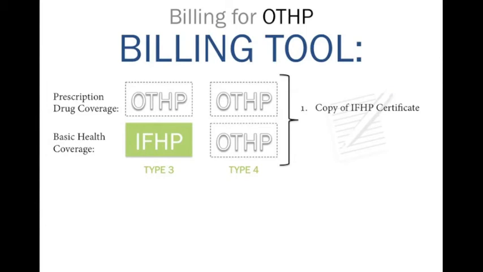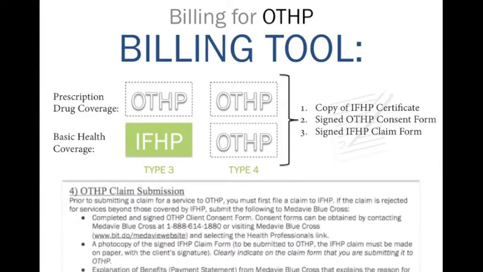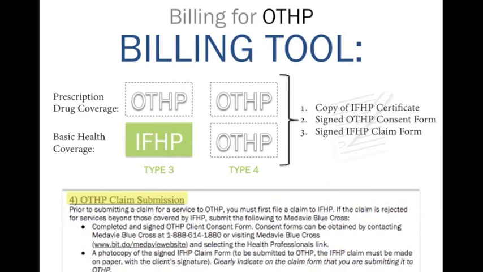document, as well as an OTHP consent form and IFHP claim form, both signed by the client at their initial visit. To bill for OTHP, you will eventually need to prove that your initial claim to IFHP was rejected. Refer to Section 4 of the billing tool for a full description of the billing process and requirements.